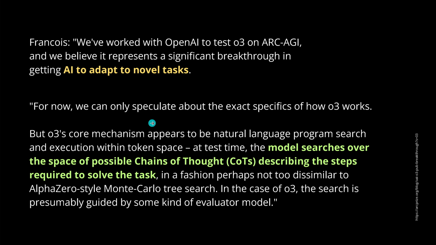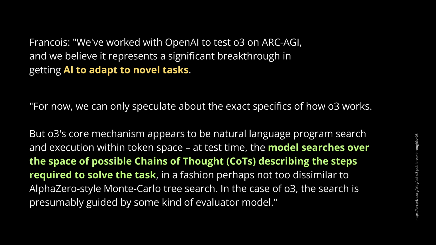And Francois tells us, for now we can only speculate about the exact specifics of how o3 works, but he says the core mechanism, and he was testing this model quite intensively, appears to be a natural language program search and execution within the token space. So this means at test time, at inference time, o3 searches over the space of all possible chains of thought, describing the steps required to solve the task, in a fashion that is not too dissimilar to AlphaZero-style Monte Carlo tree search. And he assumes that this search is presumably guided by some kind of an internal evaluator AI model.